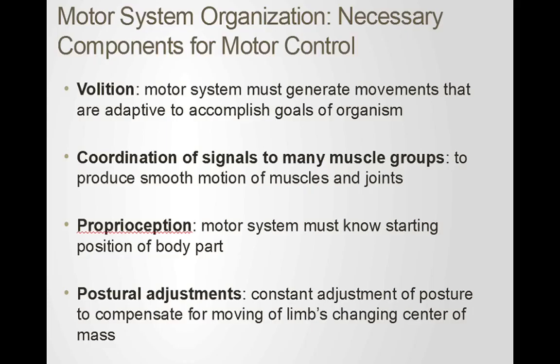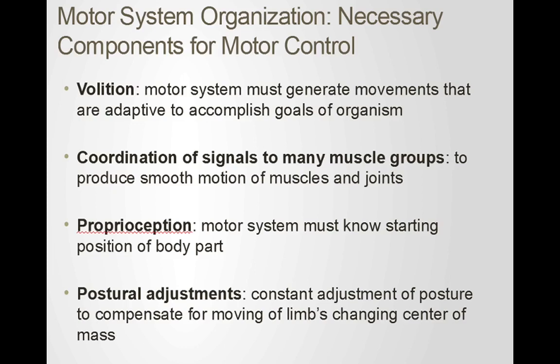Okay, so the necessary components of motor control will be something like volition, generation of movements that are voluntary, that are adaptive to accomplish goals of the organism. Okay, and you have already seen in the previous slides, where you have the human being doing different types of activities, accomplishing different goals. All right, so one has to adapt to that goal, achieving that goal.